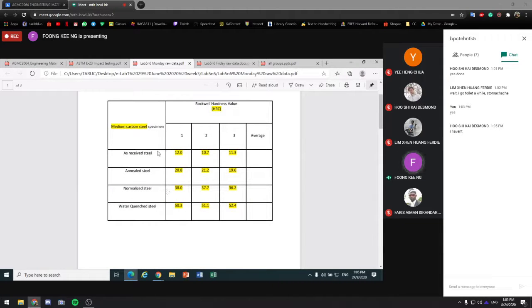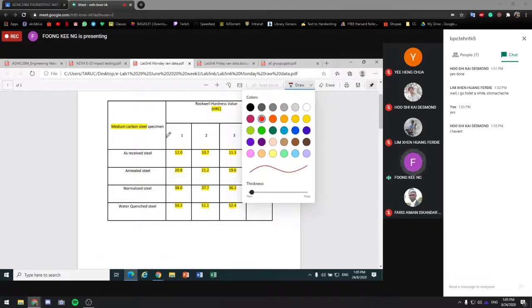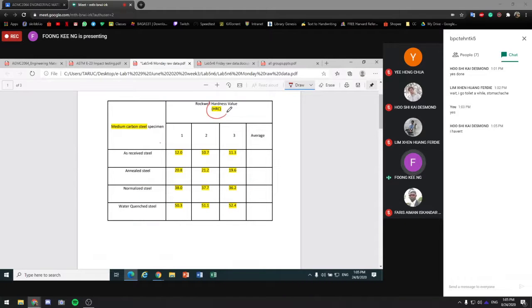All right, this is the as received sample. This HR here, the value you got in lab 2 was B scale, this is C scale, so it's the same. So this is as received. You can see from here, the higher the hardness, the higher the value as recorded. So in here, this is the hardest.